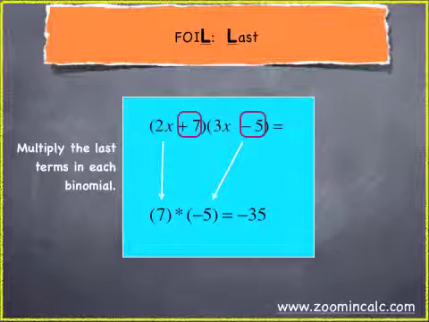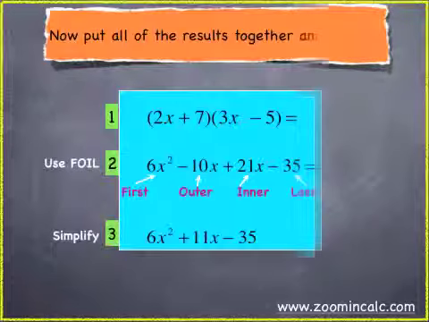And then last, we have last. The L stands for our last terms. So again, go back to your two binomials. You're going to pick the last term in each binomial. In this case, it's 7 and minus 5. Multiply them and you get minus 35.